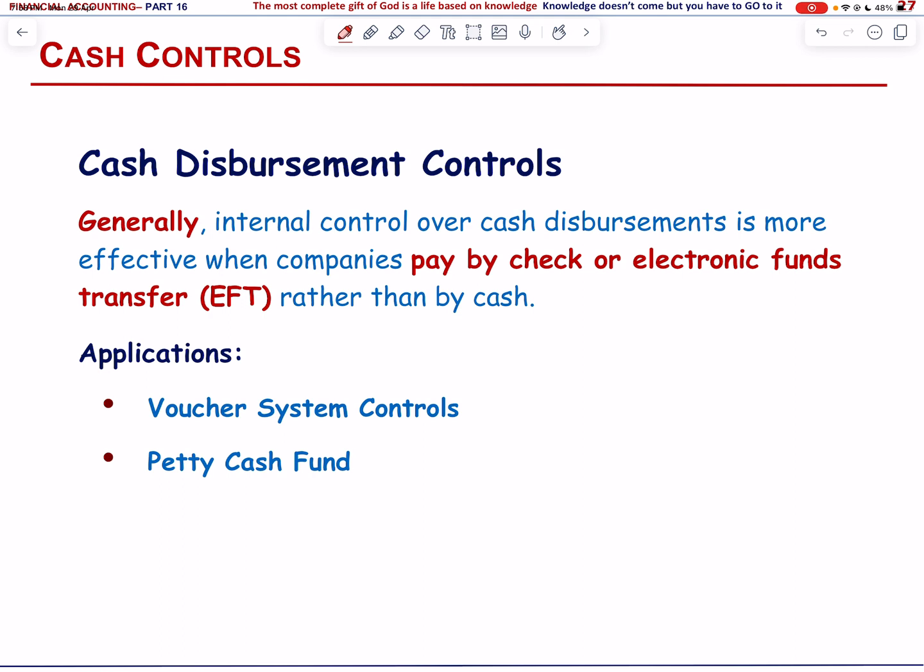Applications of cash disbursement control include voucher system controls, that is, numbered vouchers ensure accurate and legitimate payment with proper authorization. Petty cash fund, even for small expenses, controls like detailed receipts and regular reconciliations enhance accountability. So, by using electronic or check payments and implementing controls, companies can enhance their internal controls, reduce fraud risks, and ensure financial transaction integrity.